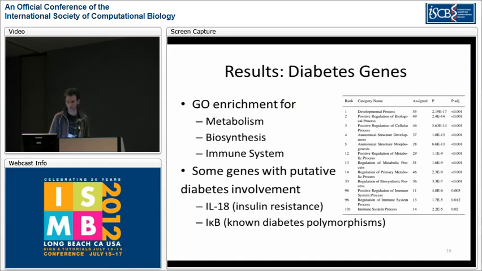all these things which are known and expected to be related to diabetes. Additionally, some of the mouse genes which show up are genes which are known in humans to have involvement in type 2 diabetes. For example, polymorphisms of IL-18 are related to insulin resistance. And versions of IKB in human have polymorphisms that are known to be associated with diabetes.